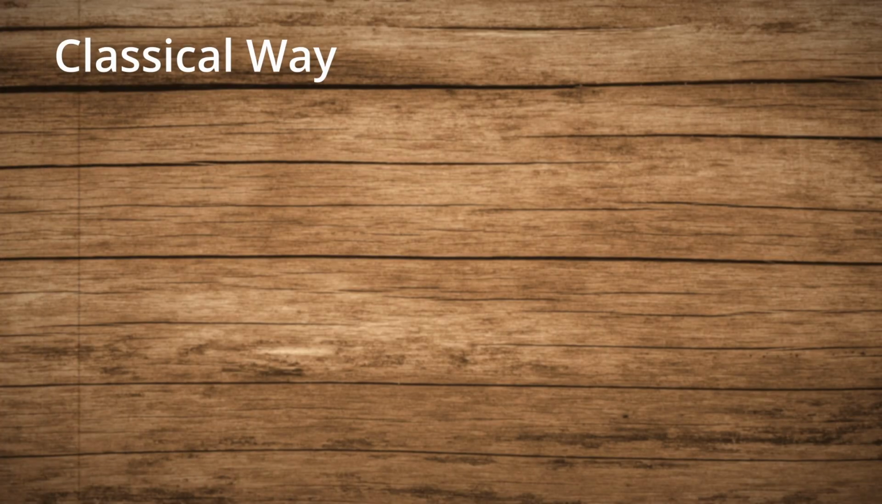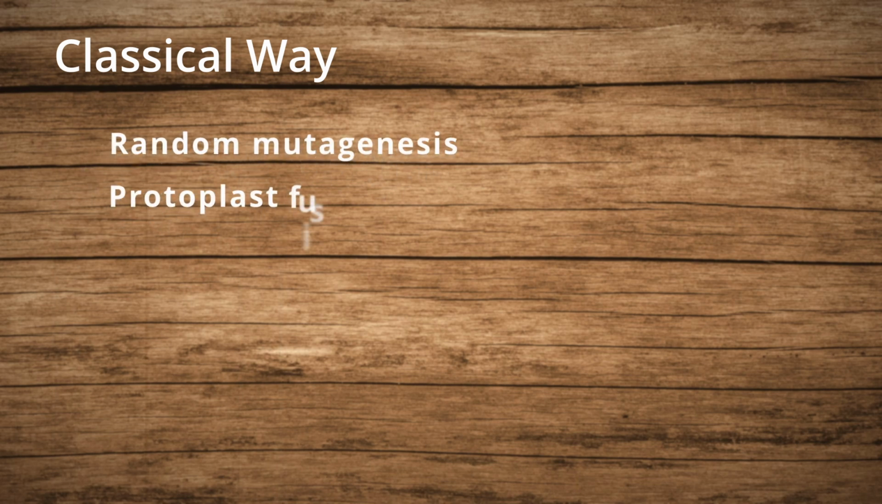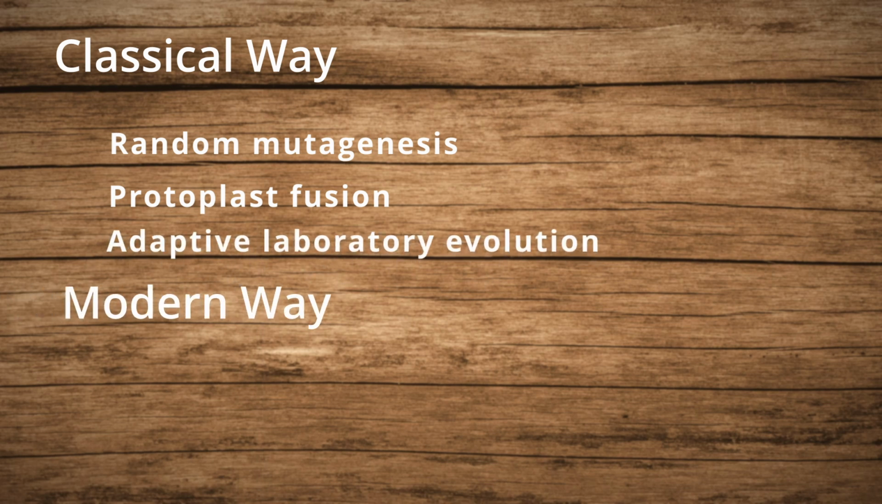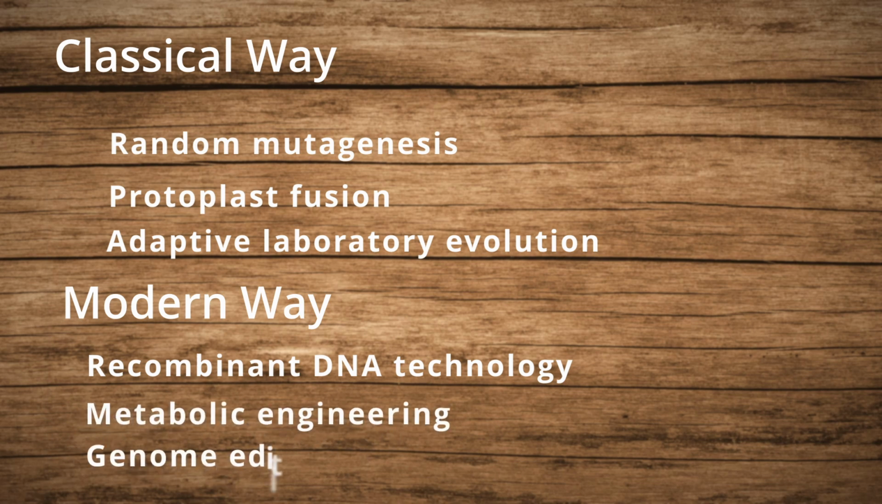We have two main categories in strain improvement: classical way and modern way. The classical way has three main processes: random mutagenesis, protoplast fusion, and adaptive laboratory evolution. The modern ways include recombinant DNA technology, metabolic engineering, and genome editing.